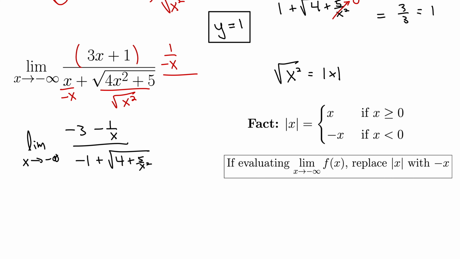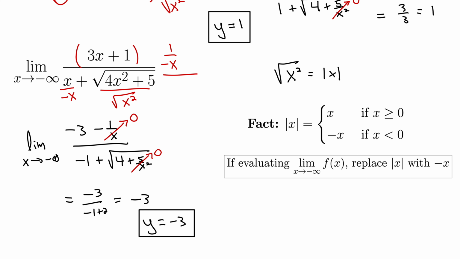Okay, now we can evaluate our limit. Anything with a constant up top and x in the denominator goes to 0. So 1 over x goes to 0, 5 over x squared goes to 0, leaving us with negative 3 over negative 1 plus 2, which is negative 3. So we'd say we have a horizontal asymptote of y equals negative 3. Okay, so two different horizontal asymptotes for that graph.